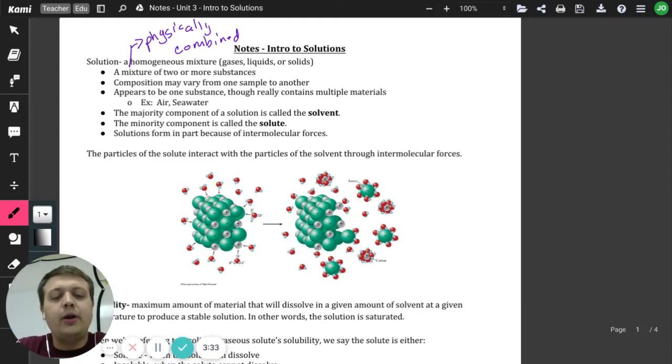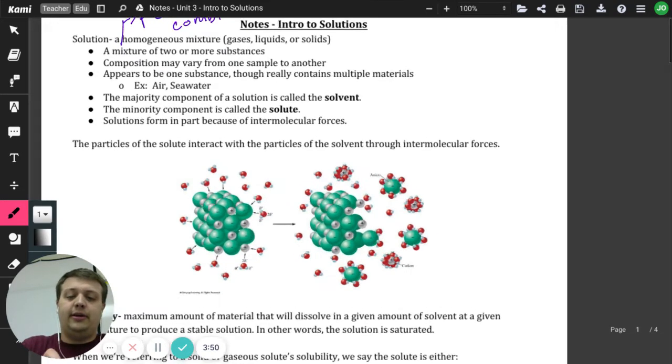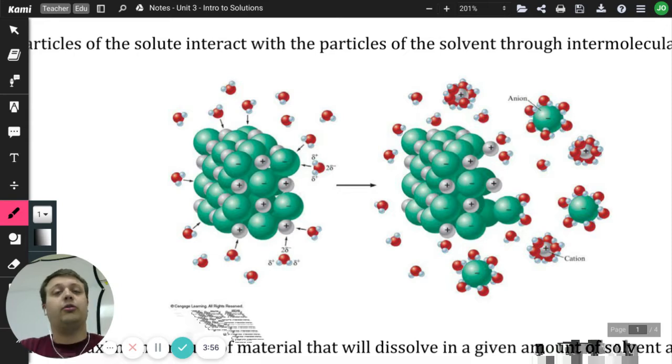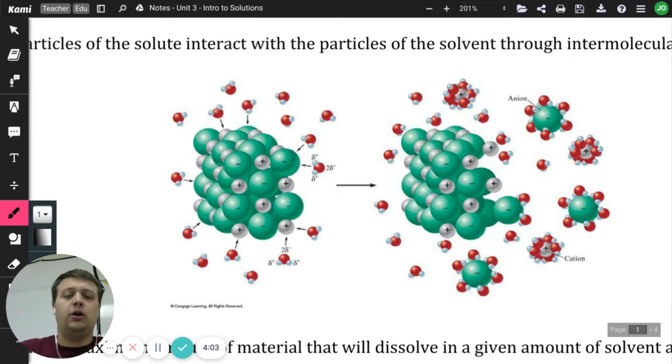Okay, now solutions form in part because of the intermolecular forces that we've got. The attraction between the different molecules is what's going to cause these solutions to actually form. And so essentially what's happening is, when you're taking a look at something like this right here, you're going to see these molecules are actually going to start to pull each other apart. Why? Because they're going to have some form of attraction that occurs.